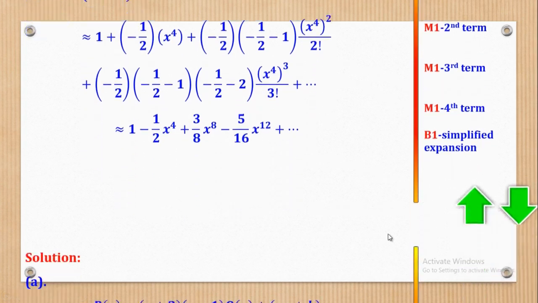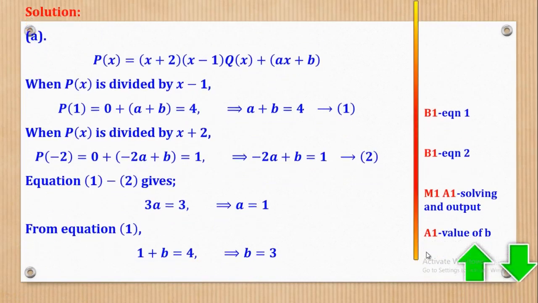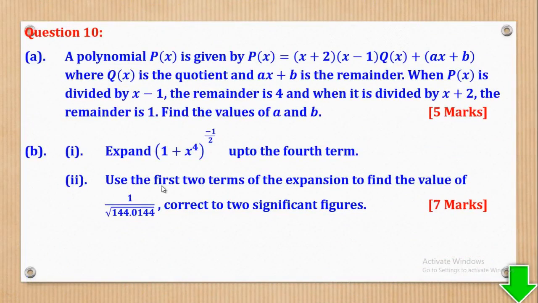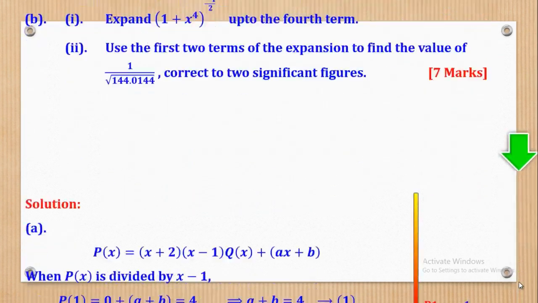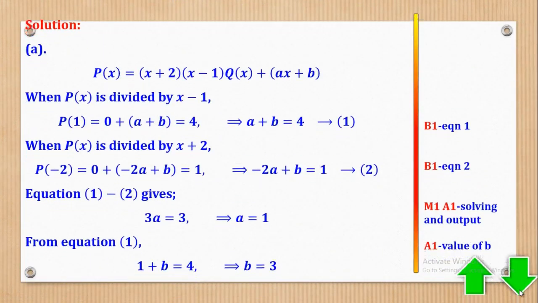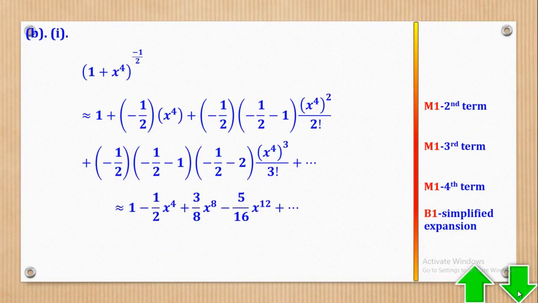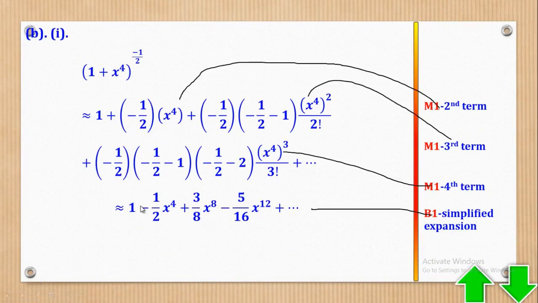So now we shall go to Roman 2. Now Roman 2, they said use the first 2 terms, know that word, first 2 terms of the expansion to find the value of 1 over square root of 144.0144 correct to 2 significant figures. So this is the expansion we are going to use. We are going to use the first 2 terms, that is 1 minus a half x^4.